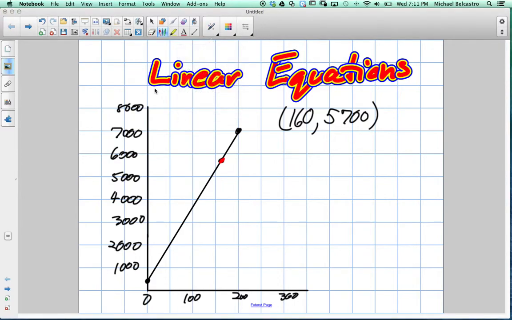Okay, so we're going to go over linear equations. And this is the graph they gave us. This graph represents a banquet hall's revenue. What they mean by that is on our x-axis, the amount of money you have to pay them is determined by how many people show up.